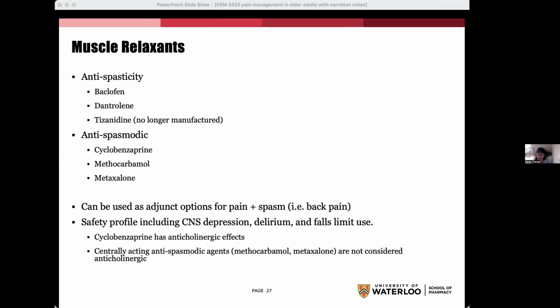The antispasmodics have a higher risk associated with triggering delirium, so basically a higher risk profile. The safest medication in older adults of this group is probably tizanidine, but unfortunately it's no longer manufactured, so you might have to go with one of the other agents. In terms of older adult data, it actually has fewer falls and fewer adverse effects compared to baclofen and dantrolene. But keep in mind, these are just short-term use, and you want to monitor closely because of these related side effects.